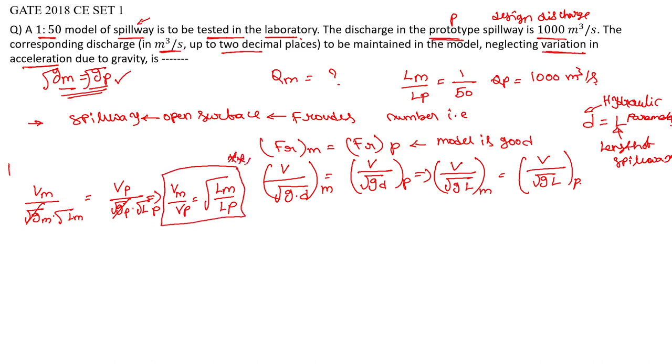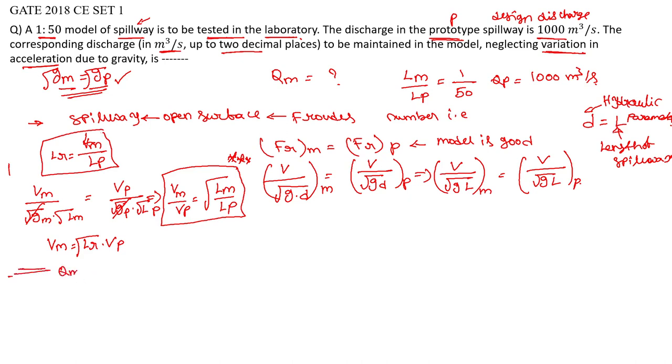This is the relation we got from the Froude number. If we want the Froude number to be the same in the model and prototype, this condition has to be satisfied. It means that the velocity in the model should be in the ratio of the square root of the length ratio times Vp. So let's say Lr equals Lm by Lp, then Vm by Vp equals square root of Lr. Okay, so now what is our interest?